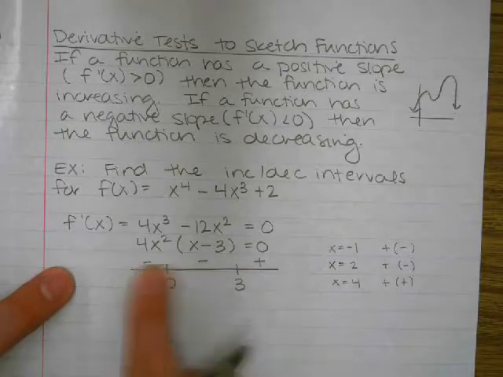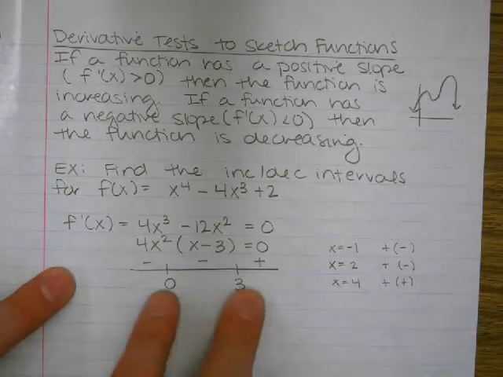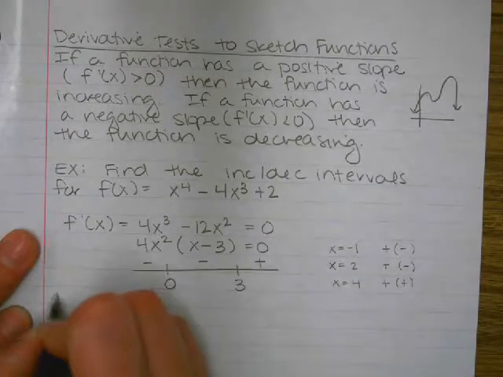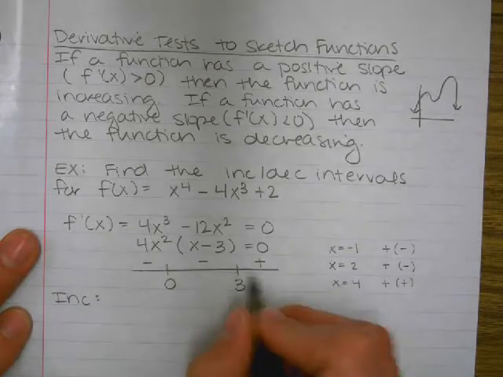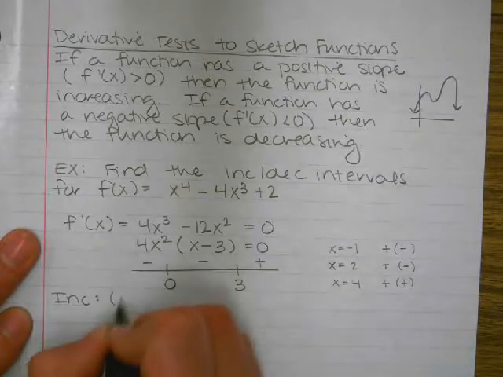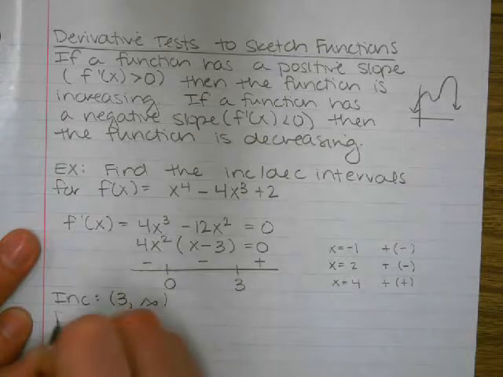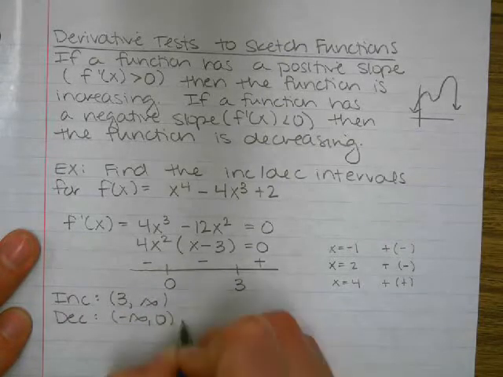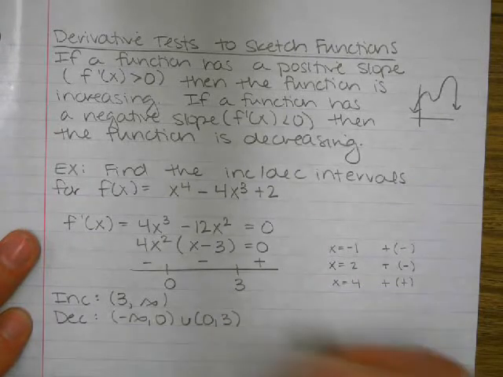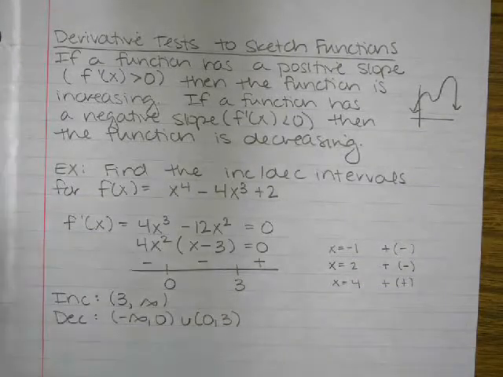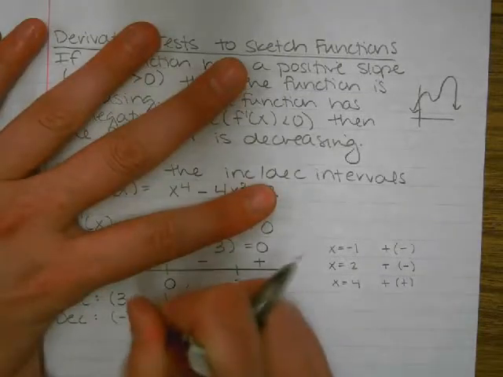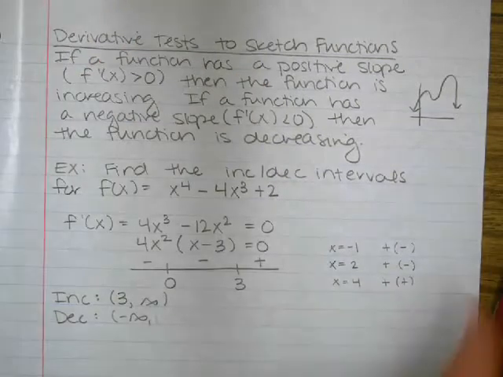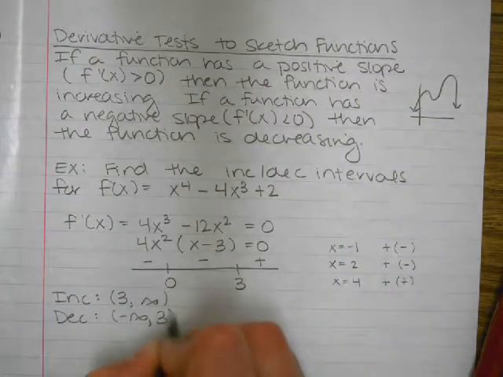So decreasing, these are negative slopes, these are slopes of 0 at these 2 points, and then this is our positive slope right here. So I'm going to say that my increasing interval is from 3 to infinity, and my decreasing interval is from negative infinity to 3. Well, don't skip 0. That was me not thinking. Negative infinity to 3. Don't skip 0. Okay.